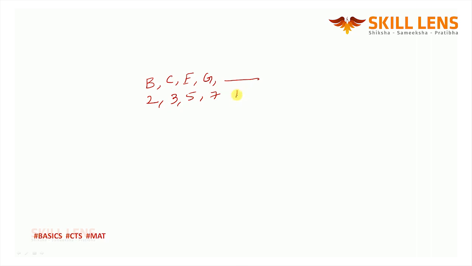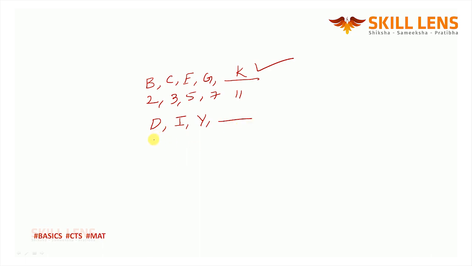Prime number. So the next prime number is 11. The 11th letter is what? K. So your answer is going to be K. Okay. He may give it like this also. D. Okay. D. And the next letter is going to be I. And the next letter is going to be Y. And what's going to be the next letter?